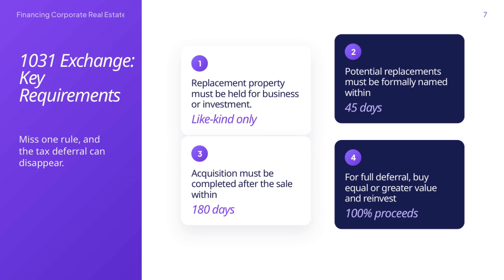First, the replacement property must be held strictly for business or investment purposes. Personal properties don't qualify. Also, the properties exchanged must be like kind, meaning they should be similar in nature or character. There are strict timing rules to follow. You have 45 days from the sale to formally identify potential replacement properties. Then, the acquisition of the replacement must be completed within 180 days after the sale.